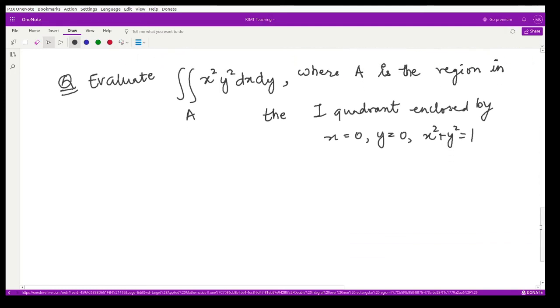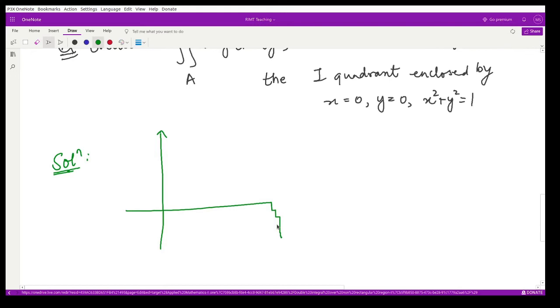First of all, you will visualize the given region, so that means you will draw this. Now if you see, what is this? X is equal to 0 is your y axis, and y is equal to 0 is your x axis, right?